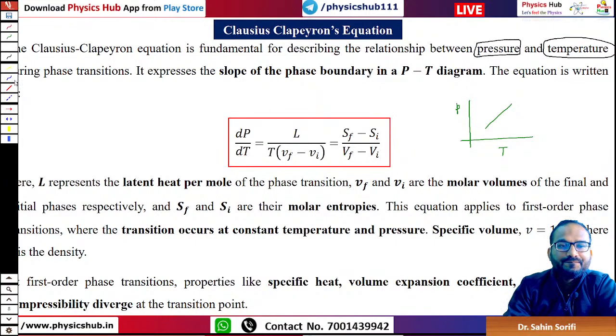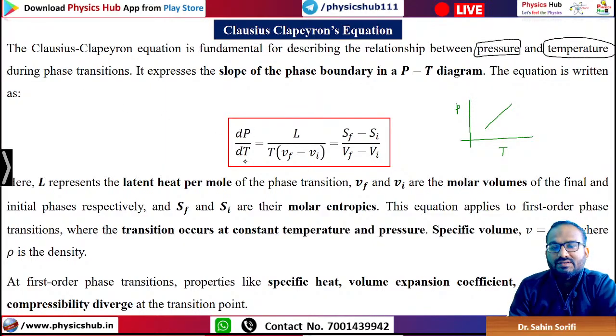dP by dT, the change in pressure with change in temperature, is equal to L upon T times (Vf minus Vi), which is equal to (Sf minus Si) divided by (Vf minus Vi). L represents latent heat per mole of the phase transition. Vf and Vi are the molar volumes of the final and initial phases respectively, and Sf and Si are the corresponding molar entropies.